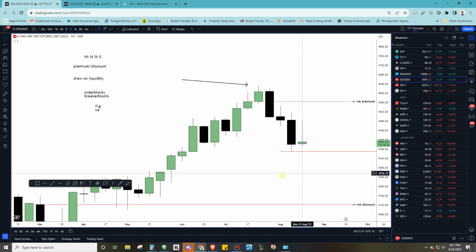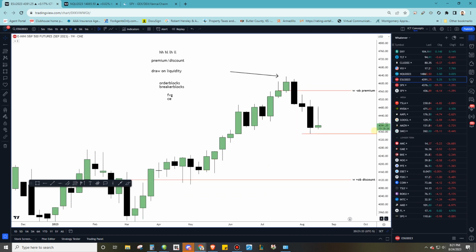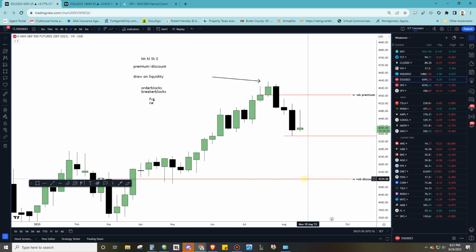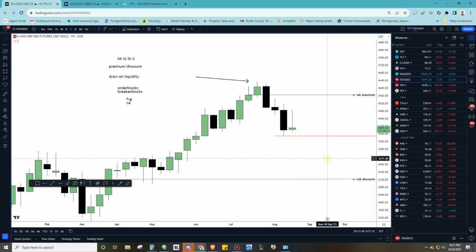One thing I would also note is we're sort of at equilibrium here. We have the discount and the premium here. I would say that this sell side is more than likely to get hit, given that it's right here in the equilibrium. And it's the biggest draw that's nearby at this moment.